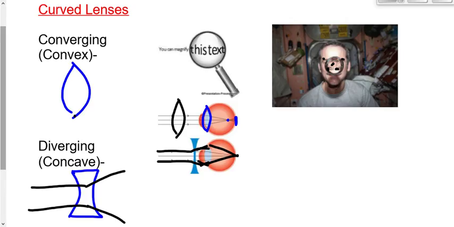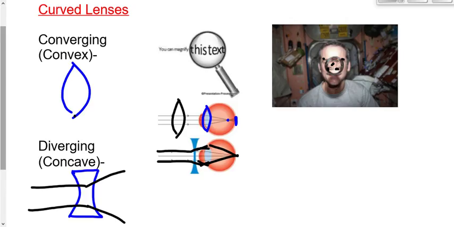Now, do you always get a smaller and upside down image every time you have a convex lens? No. A convex lens is a magnifying glass, right? That produces a right side up image and an image that's bigger. A magnifying glass wouldn't be very good if it made this tiny little print in the newspaper smaller. It makes it bigger.